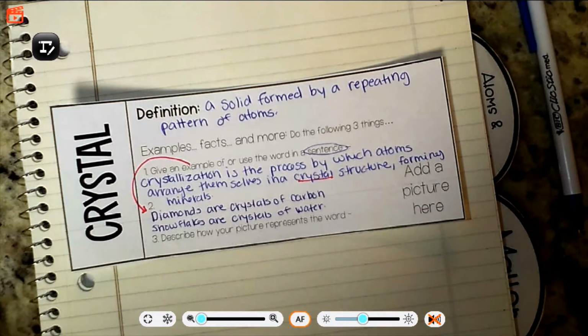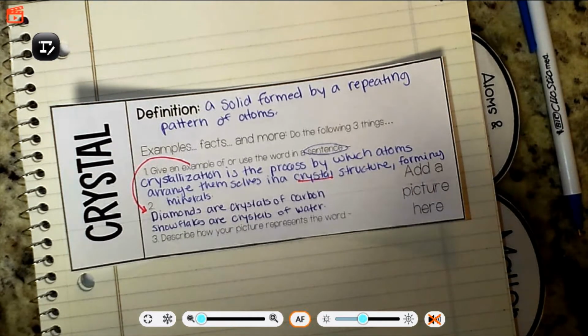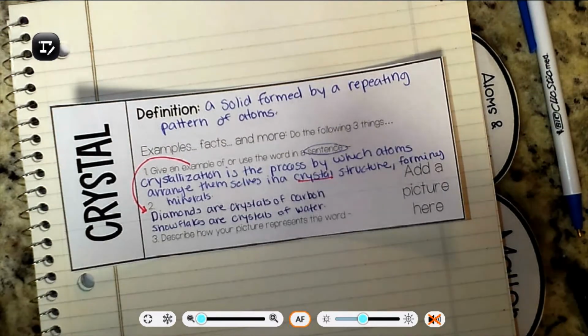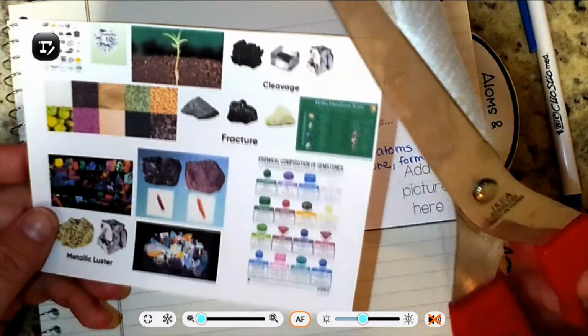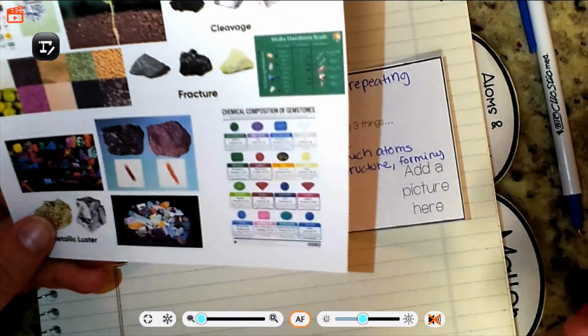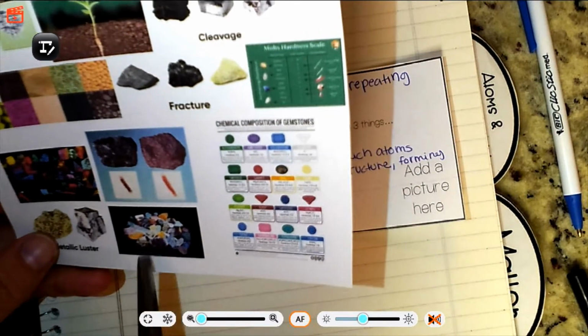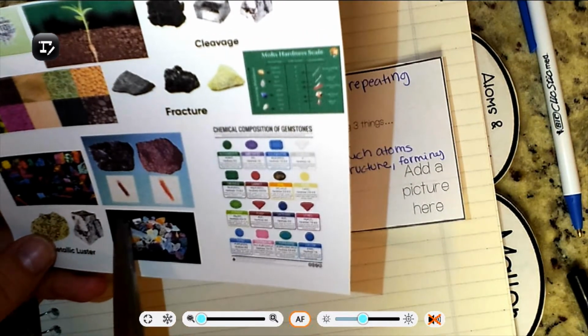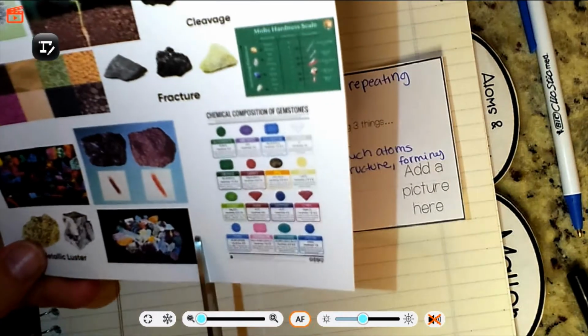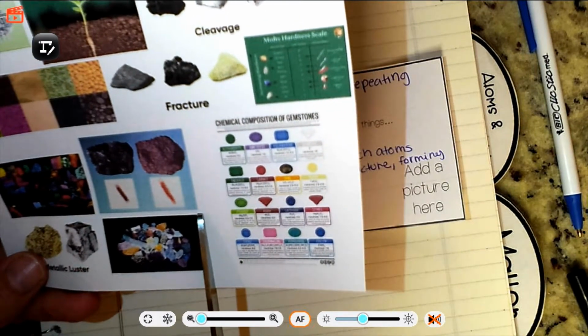Okay, so on your set of pictures, you should have one right here, this one. Okay, and you want to cut that one out, I believe.